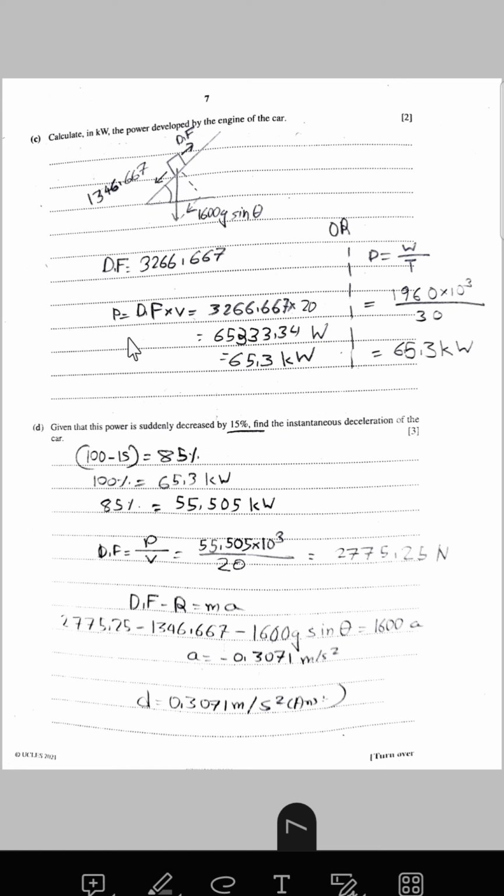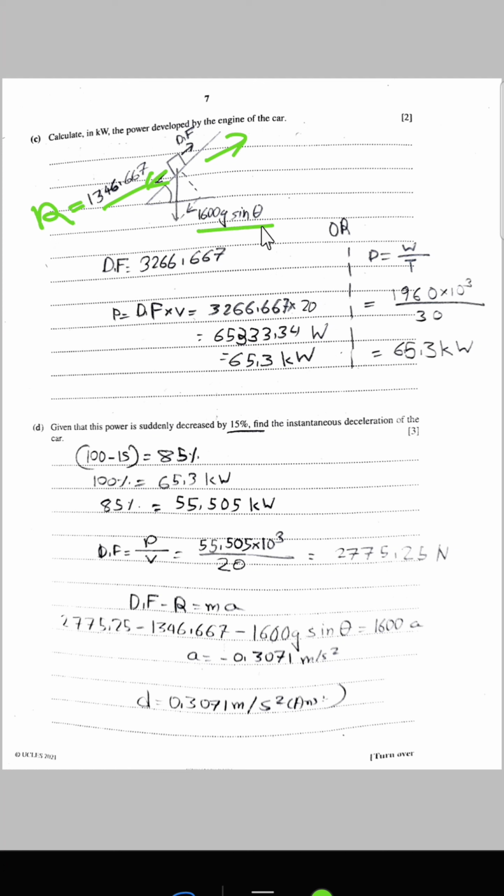Then part C, calculate in kilowatt the power developed by the car engine. So we need to find the power developed, and we know that power is equal to driving force into velocity. For this, driving force is acting upwards, while resistive force has a value of 1346.667. We have calculated this initially, and this is the resistive force, or R, and the downward component of weight is this. So we equate this, that is the driving force is equal to R plus downward component of weight, and we find the value of driving force.